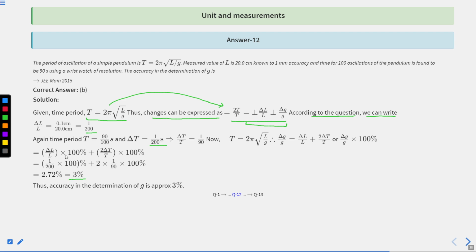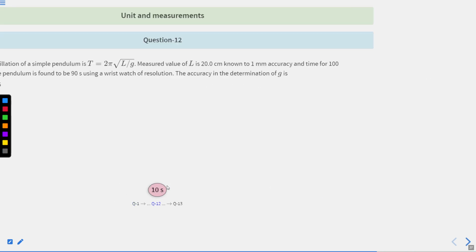Clear? This now becomes the percentage error. Clear? Thus, the accuracy in determination of G is approximately 3%. Clear? So the correct option is B.